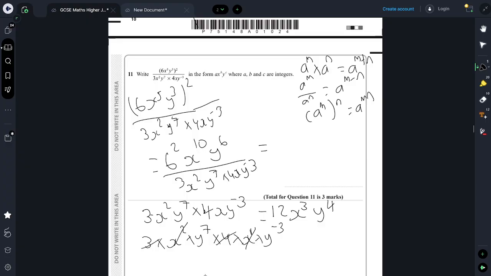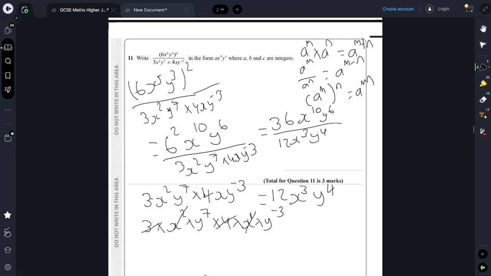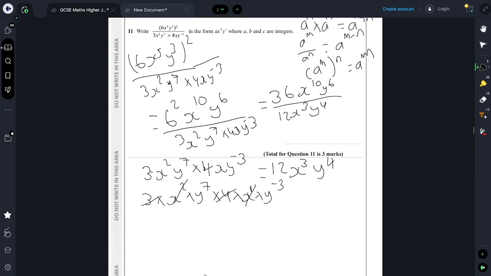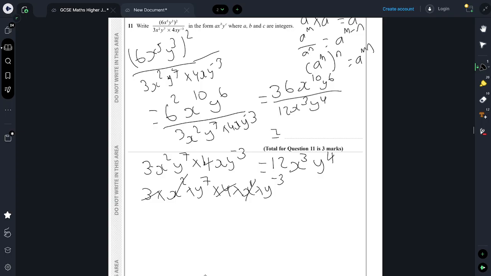Now 6 squared, we know is actually 36. x to the 10, y to the 6, all over 12x cubed y to the 4. Now, again, we're dividing, so we refer to this one here. Like before, let's do the number first. What is 36 divided by 12? Well, that's going to be 3, isn't it?